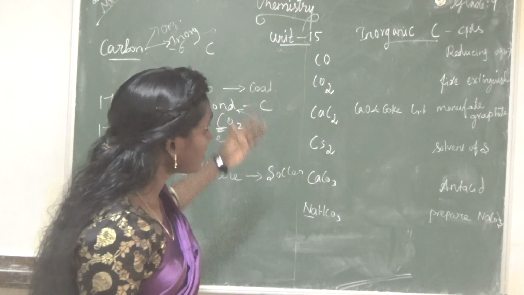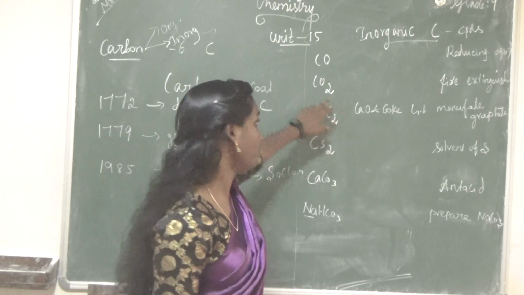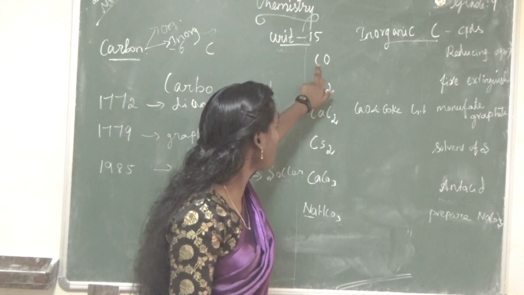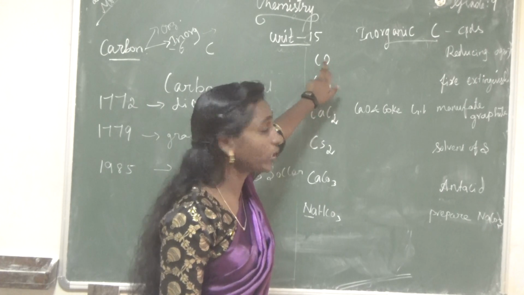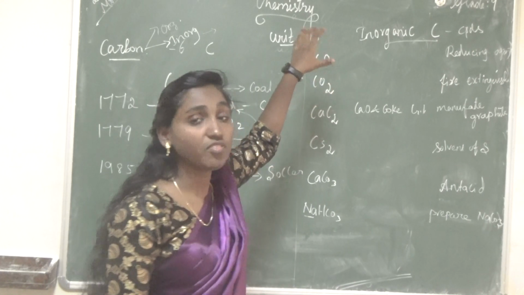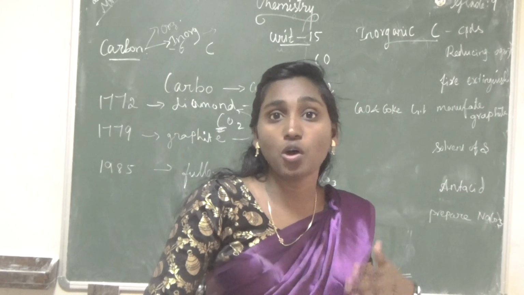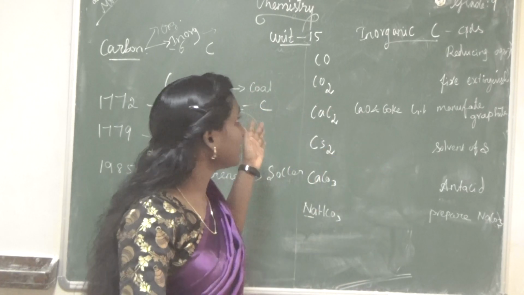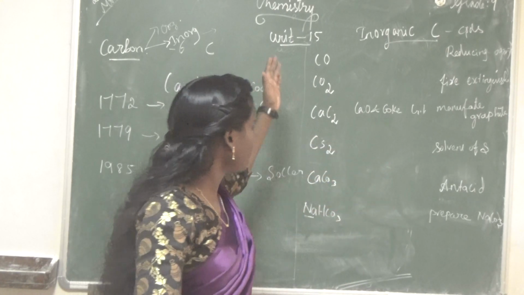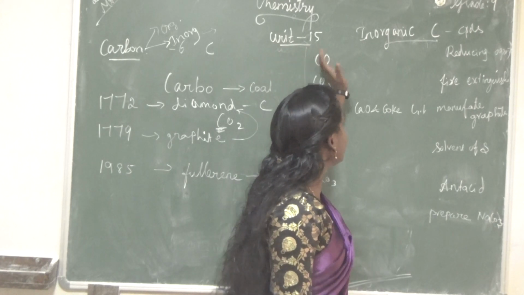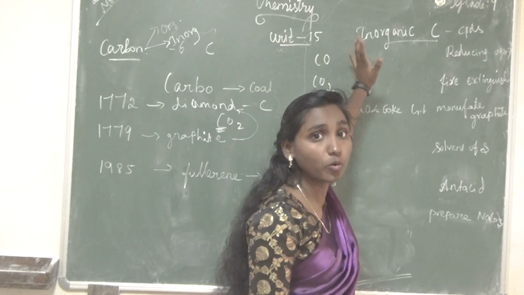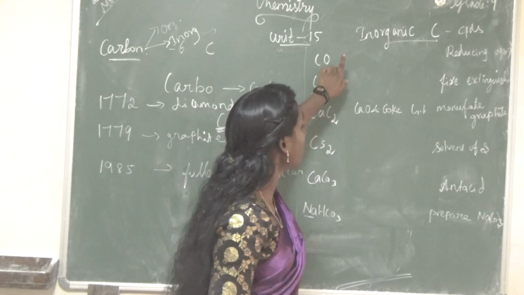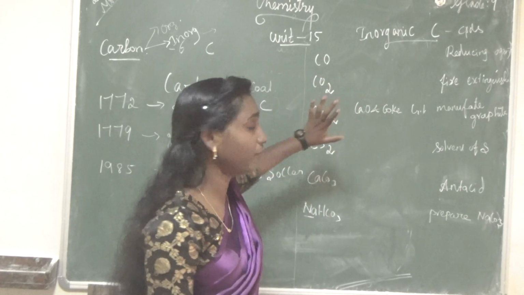Okay, so now we can study the properties of inorganic compounds. First, what is the first compound? Carbon monoxide. Carbon monoxide is formed by the incomplete combustion of fuels. You know, in the vehicles and all we are using fuels, right? Petrol, diesel. So these are the things that contain carbon. So when the burning is incomplete, this carbon monoxide is formed in the atmospheric air. So it is formed in the incomplete combustion of fuels.